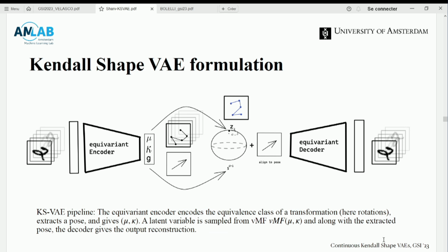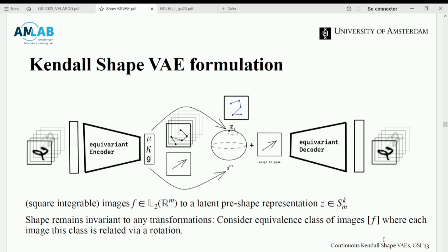Okay, so this is the Kendall-shape VAE formulation. What we are doing is, we only get the points here. The line is just we match the lines, for example, the first to the second to the third points, because landmarks are a sequence of points. So whatever shape is formed remains invariant to these transformations, and we consider these as an equivalence class. So for all these rotations, we will have one of these, where each of these images is related by this rotation.